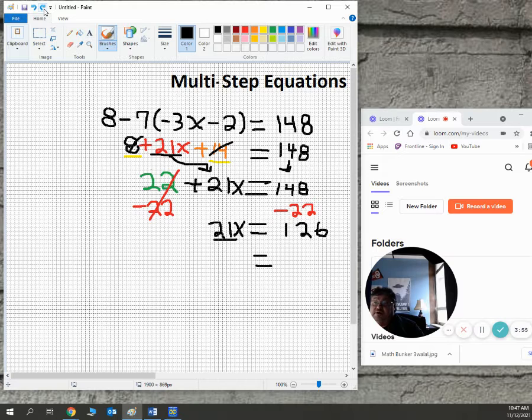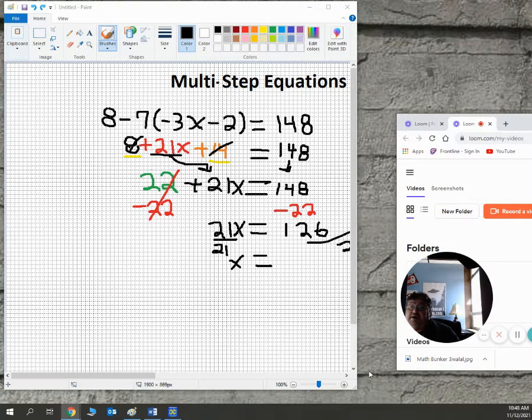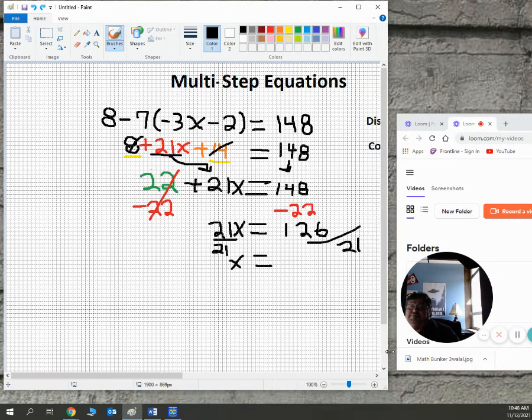So 21 divided by 21, I want to get a number that's the positive 1. And in algebra, we write 1x as x. So 21 divided by 21 is 1. Because I divided the left side by 21, I must divide the right side by 21. So 126 divided by 21, that is 6. Therefore, x equals 6.